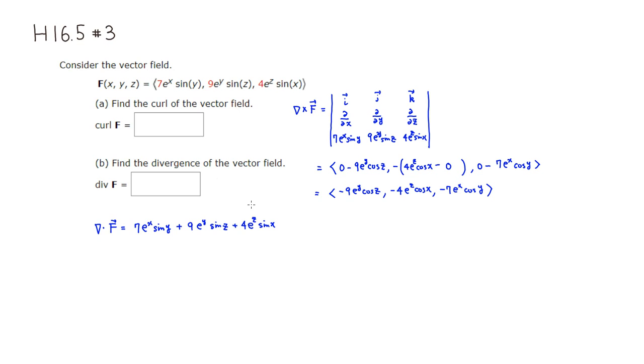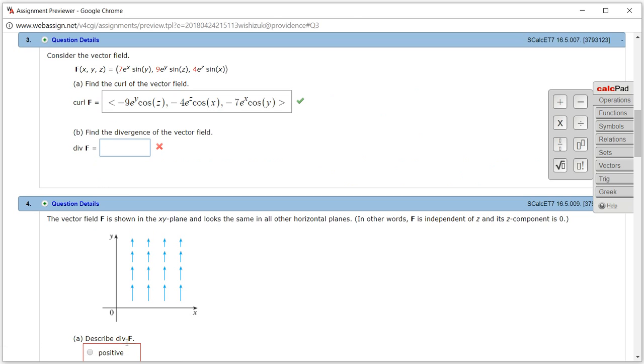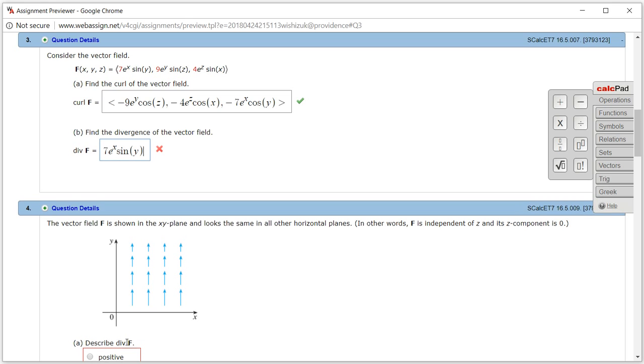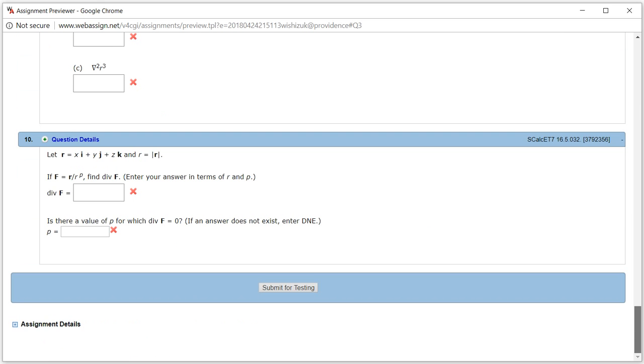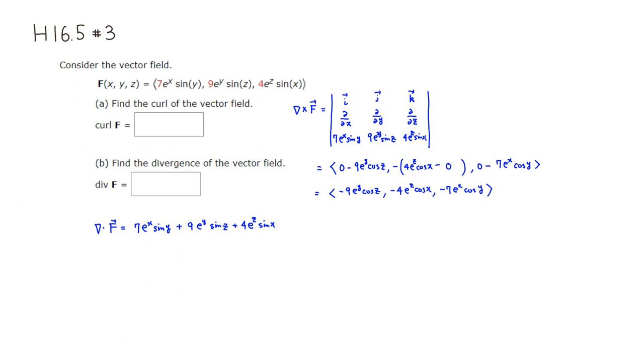Let's type this guy in. So what we got was 7 e to the x sine of y plus 9 e to the y sine of z plus 4 e to the z sine of x. Let's check the answer. Submit for testing. It came back and looks like we got this one correctly as well.